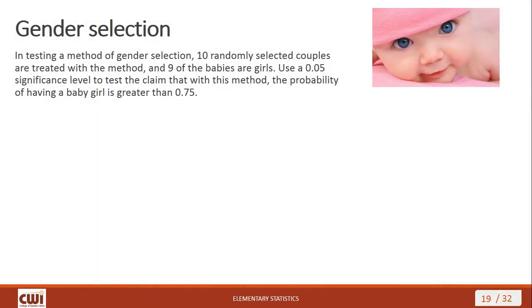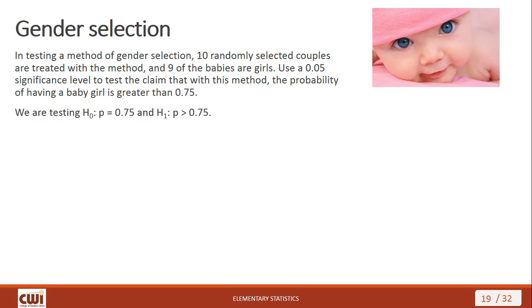Let's look at an example problem to demonstrate. Going back to our gender selection example that we saw in the previous lecture. However, this time we're using this method of gender selection with only 10 randomly selected couples as opposed to 100. So of the 10 randomly selected couples that are treated with the gender selection method, 9 of the babies born are girls. So we've got 9 girls and 1 boy. So we use the 5% significance level to test the claim that with this method, the probability of having a baby girl is greater than 75%.